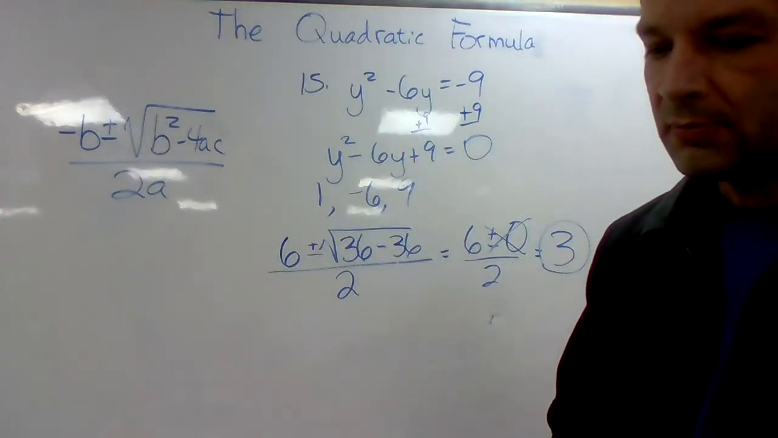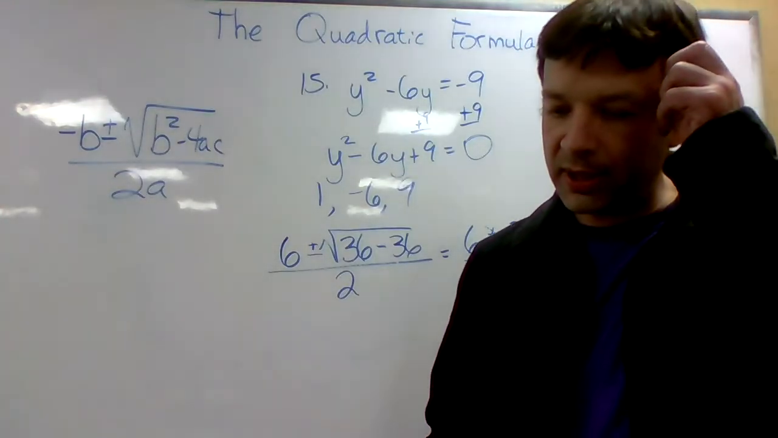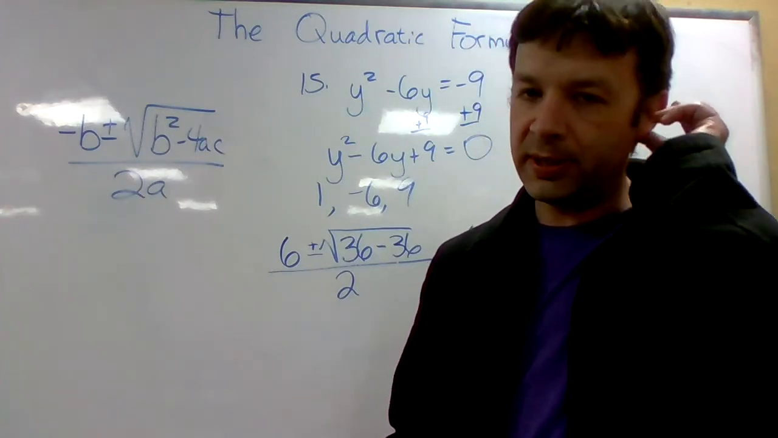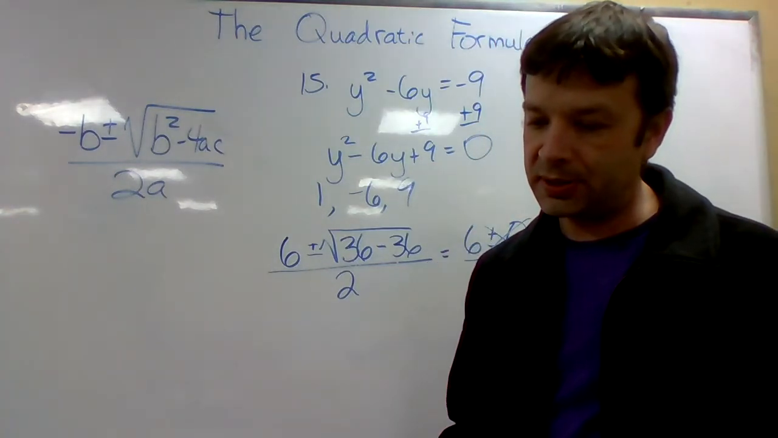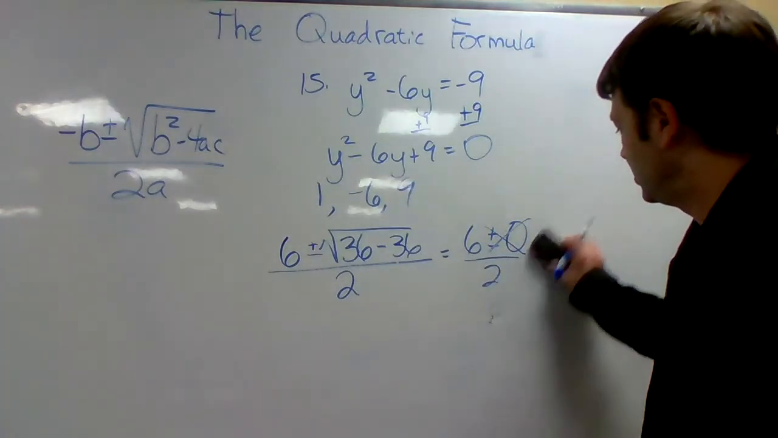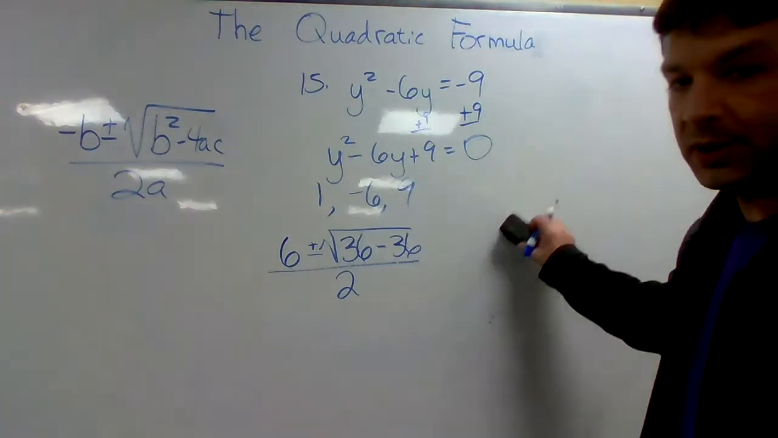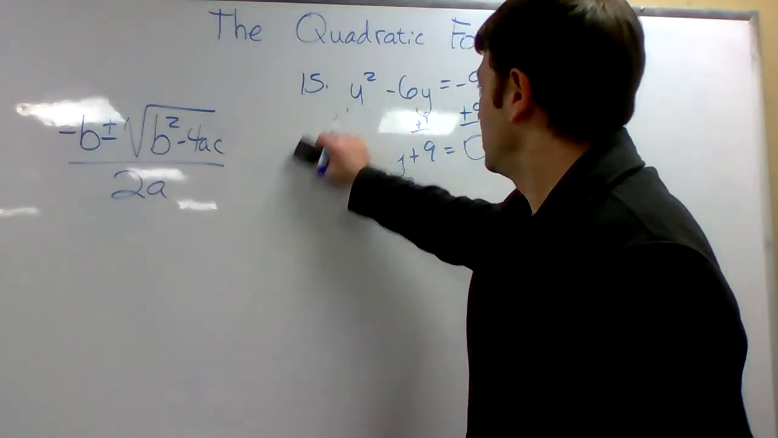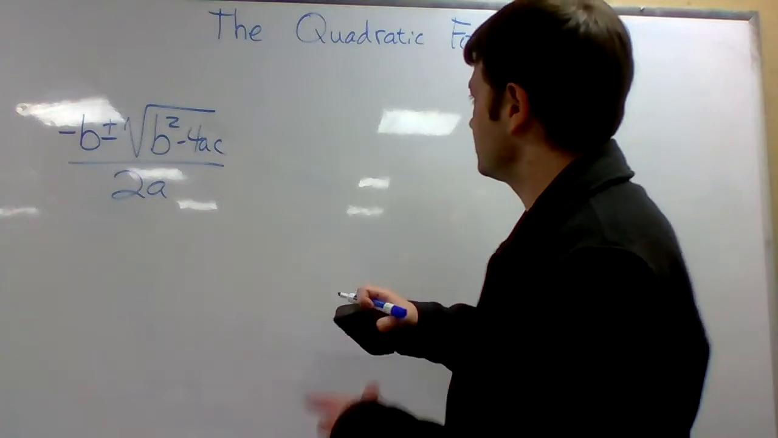Okay. 17 through 20, kind of the same thing. 19 and 20, we're going to get a little bit messy answers. It's not going to be that bad. It's going to be kind of just as easy as the rest, really. The square roots just don't simplify. All right, 17.